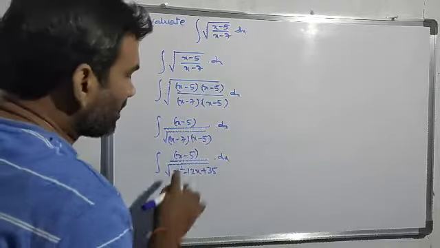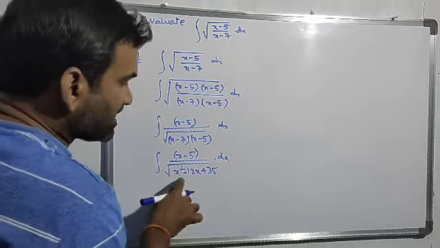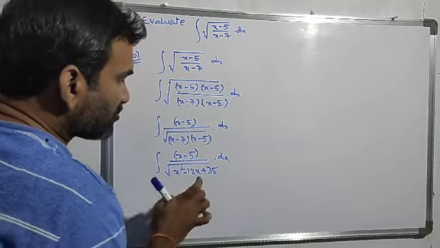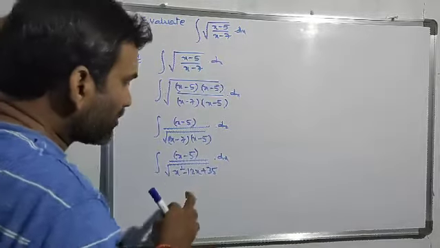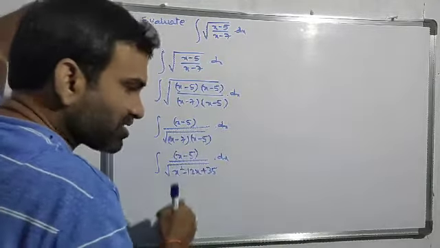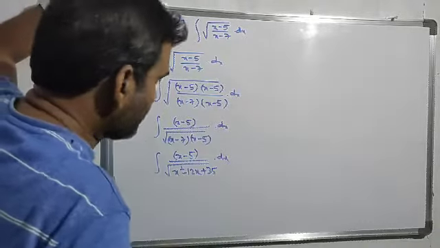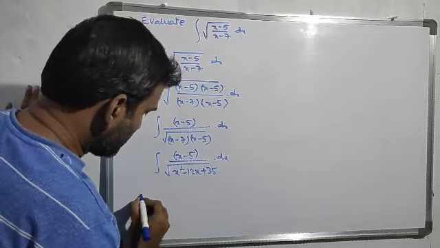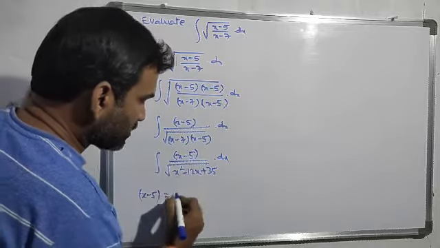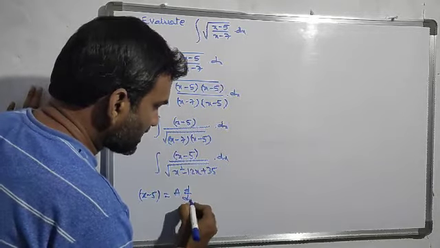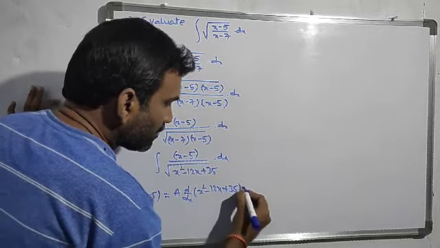Now it is in the form of integration of px plus q by square root of ax square plus bx plus c model. So actually we have this model, but the problem was given like this. Suppose the problem is given directly like this, you just go from this step. Now I have modified this problem into this model. Now what is our working rule? px plus q equal to, that means x minus 5 equal to A into d by dx of x square minus 12x plus 35, plus capital B.